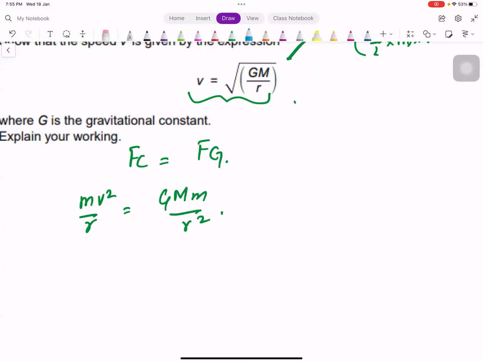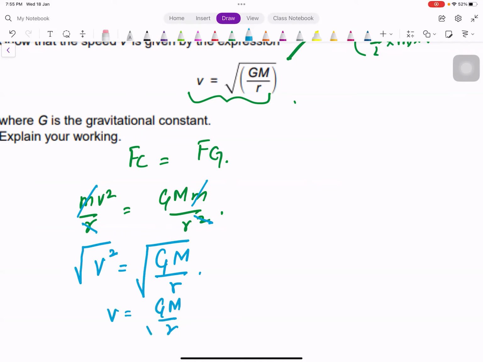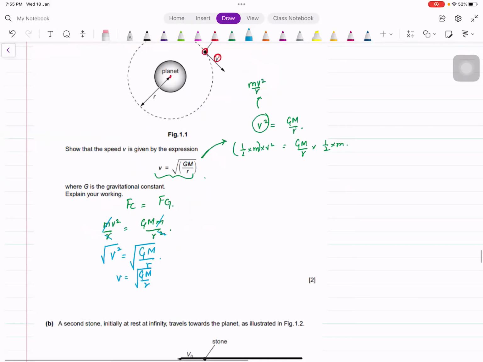This m cancels with m. This r cancels with one of the r's in the square. Do you agree? What are you left with? v squared equals GM over r only. And then when you take the root, you get v equals the square root of GM over r. And that's what we needed to prove, right?